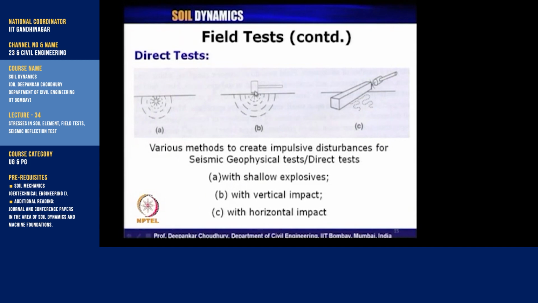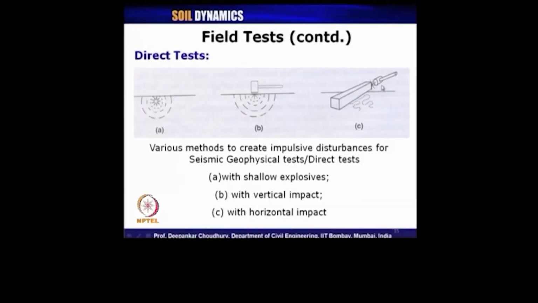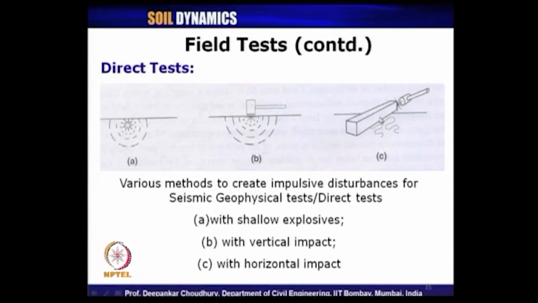The second one is by using vertical impact on the soil directly like this, and another type can be by using horizontal impact like this. If a wooden log is kept, and then you hammer on it, you are creating a vibration in your soil which gets propagated. So, these are the sources of vibration for different seismic geophysical tests or the direct tests.